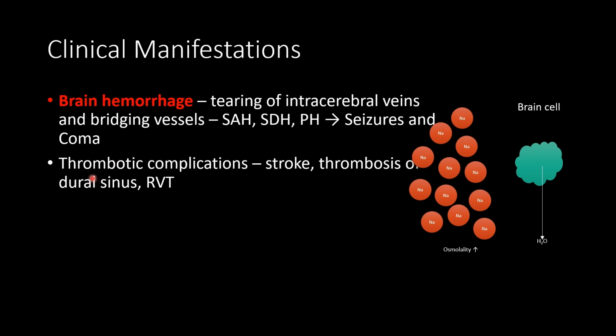Why thrombotic complications? All this hypernatremia will cause polycythemia, so that will lead to thrombotic complications, which manifest by stroke or thrombosis of the dural sinus or renal vein thrombosis.